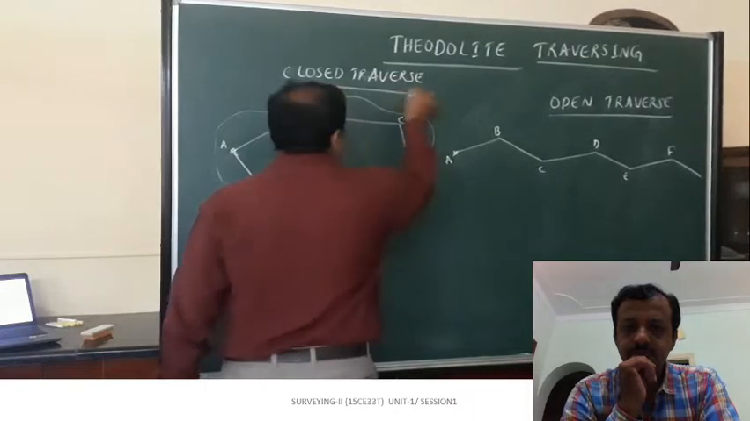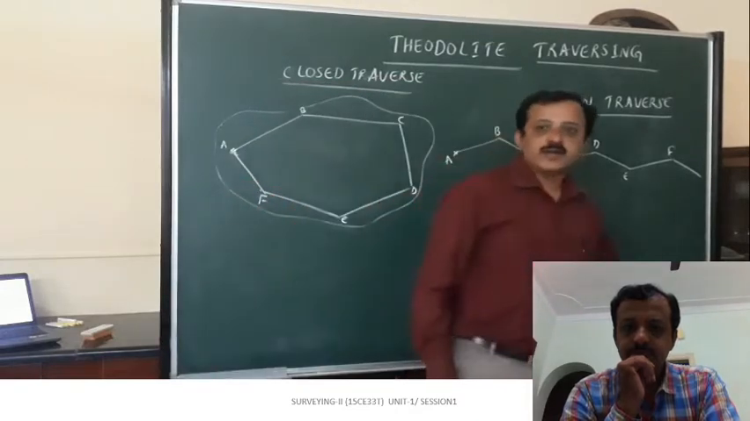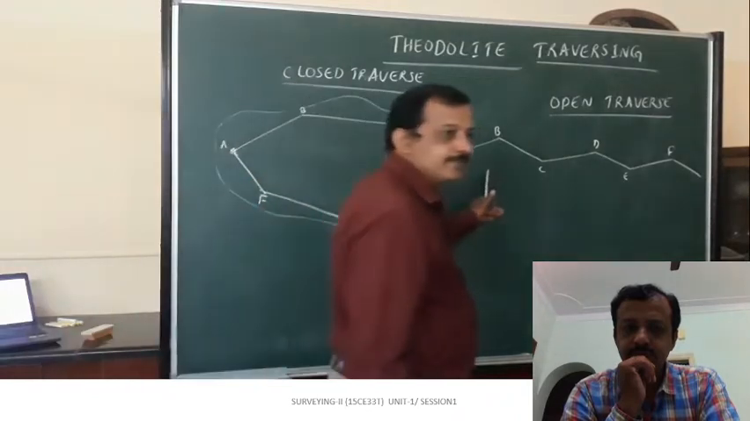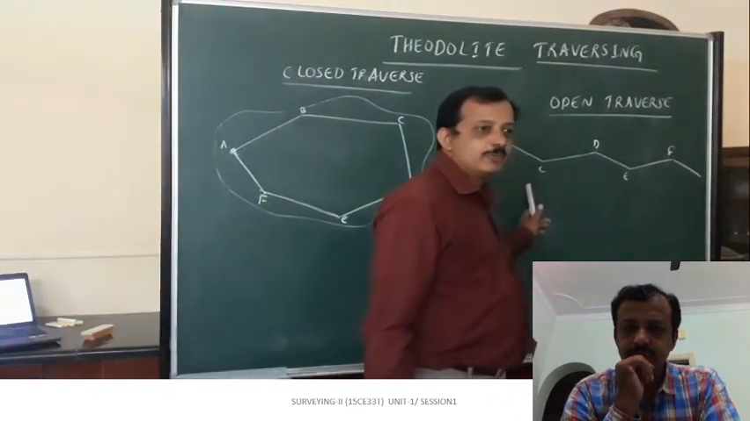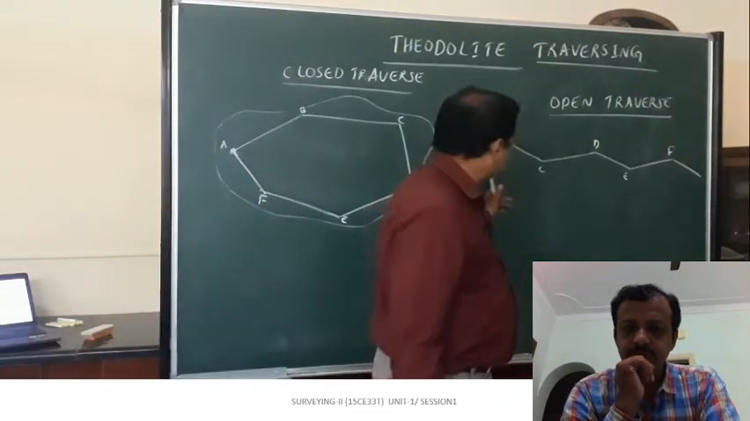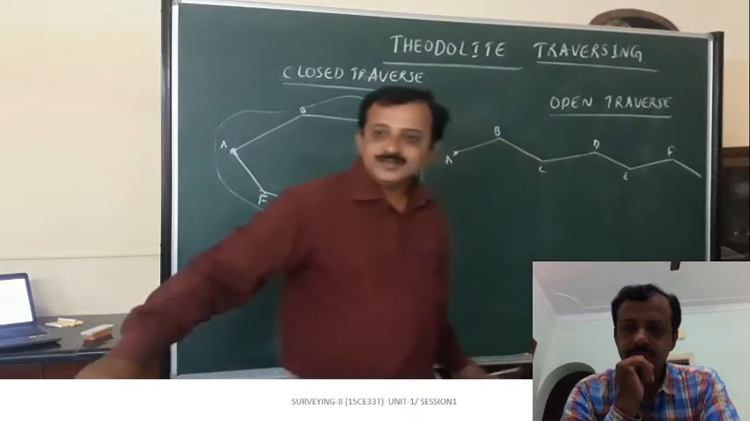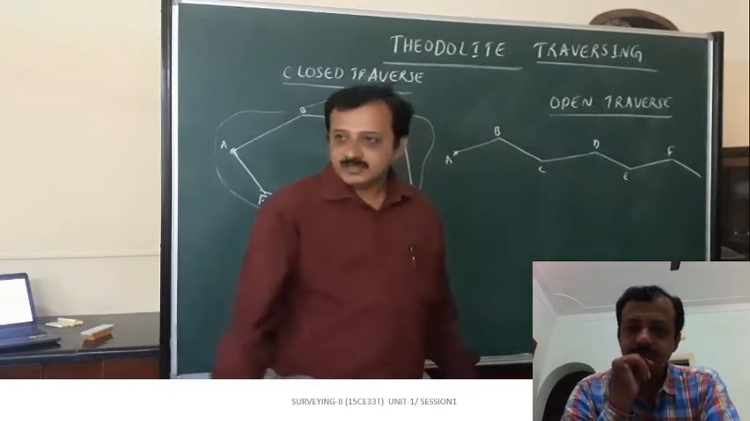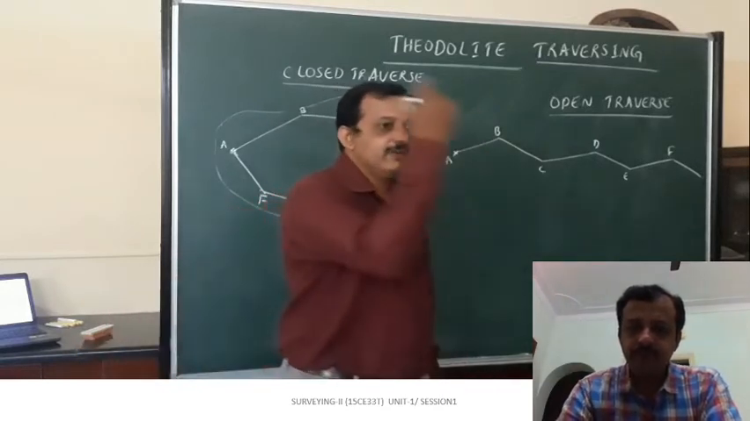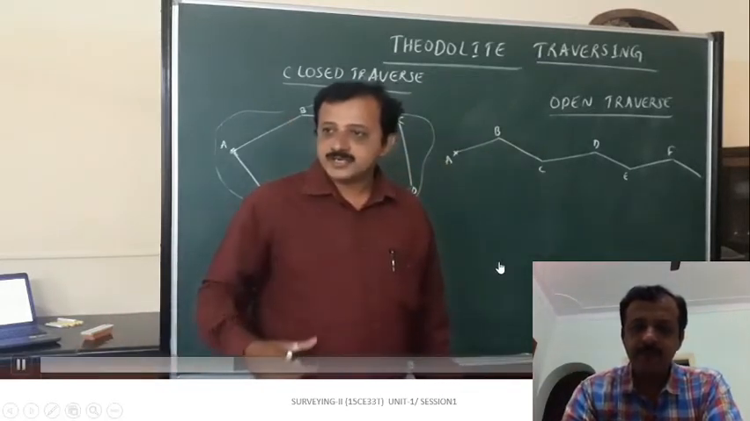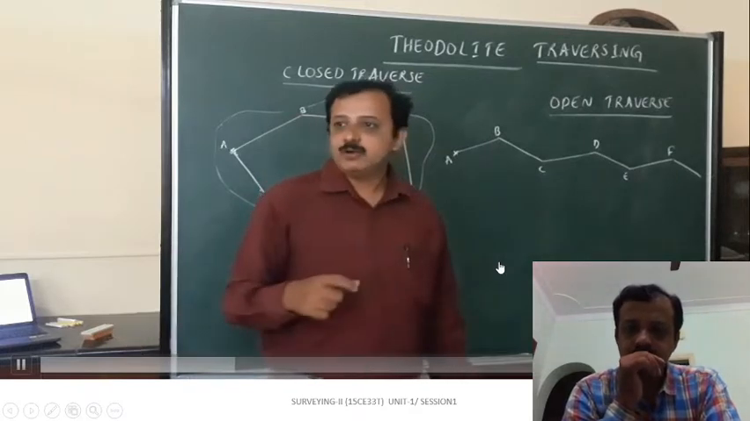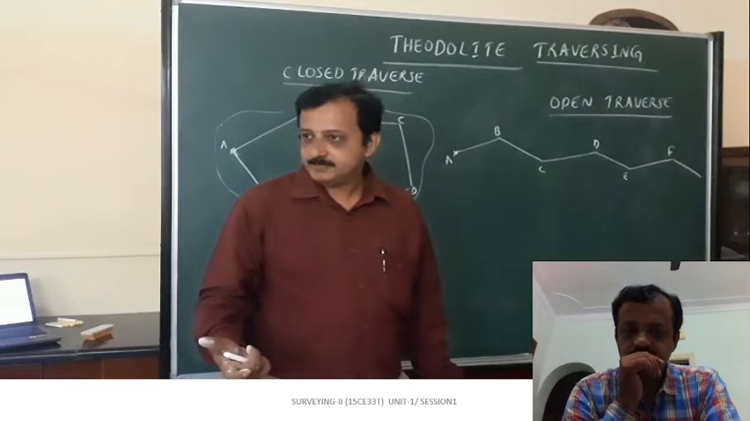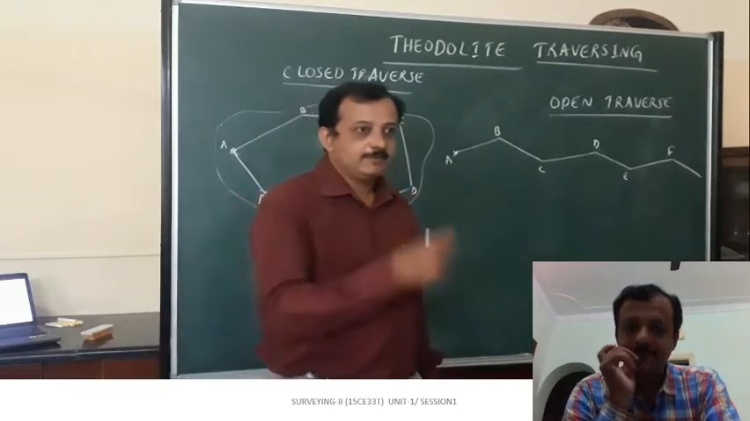This is the difference between closed traverse and open traverse. So where will we be using this open traverse? For taking the details along the length. Suppose I want to do a road alignment, construct a railway or roadway, or design a water supply project, laying pipelines.